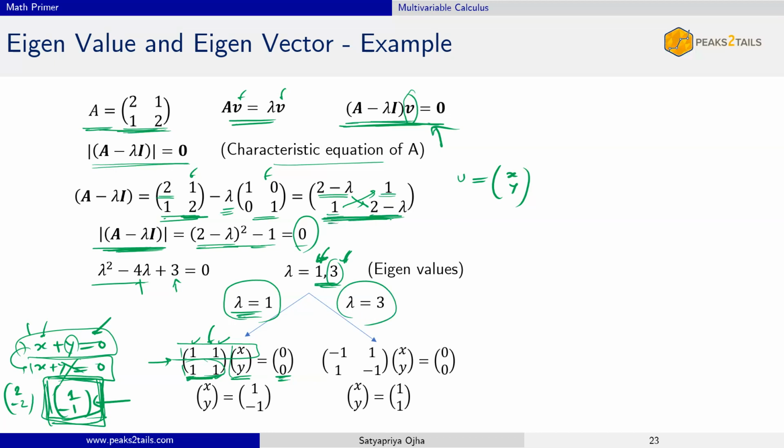Lambda equal to 3. This matrix becomes 2 minus 3 is minus 1, then 1, 1, minus 1. Check the determinant, still 0. Minus 1 times minus 1 is 1, 1 minus 1 is 0. And I'm solving this equation, (A minus lambda I) times x is equal to 0. The system of equations is minus x plus y equal to 0, x minus y equal to 0. It's the same equation. Same equation. x equal to y.